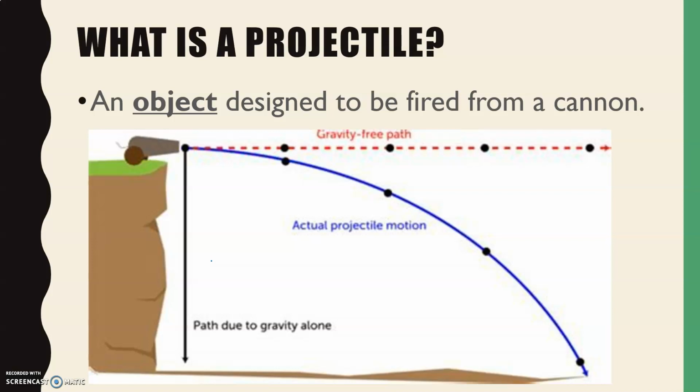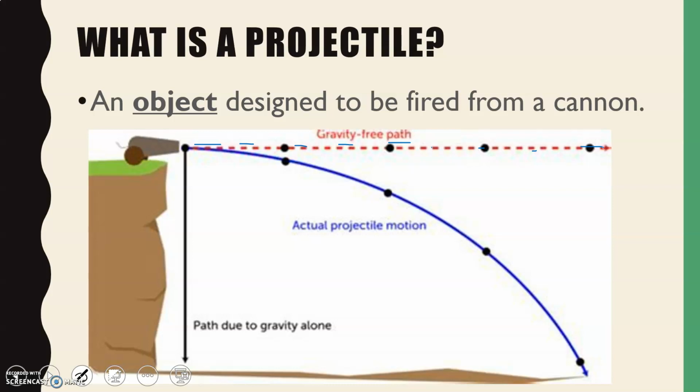So here, as you can see, there are three different paths that the object can take whenever it leaves the cannon. On our red dotted line, we have a gravity-free path. So in a perfect world where we didn't have gravity, of course the object will continue going in a straight line, right? Newton's first law: an object in motion will stay in motion unless unbalanced forces, aka gravity, act on it. So without that gravity, the object would have that perfect inertia and just keep going in a straight line. But of course we have gravity.